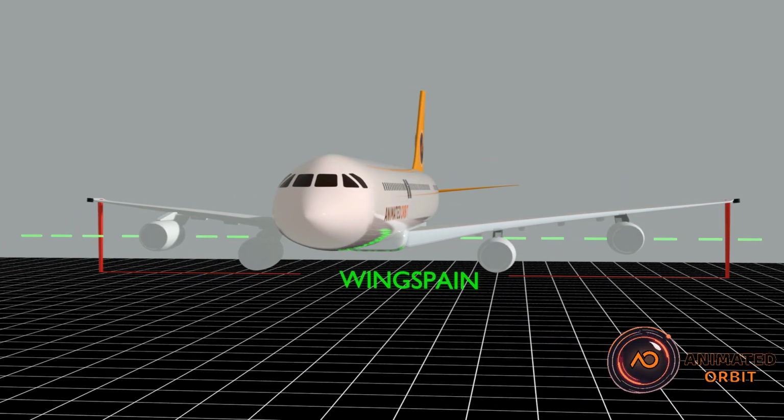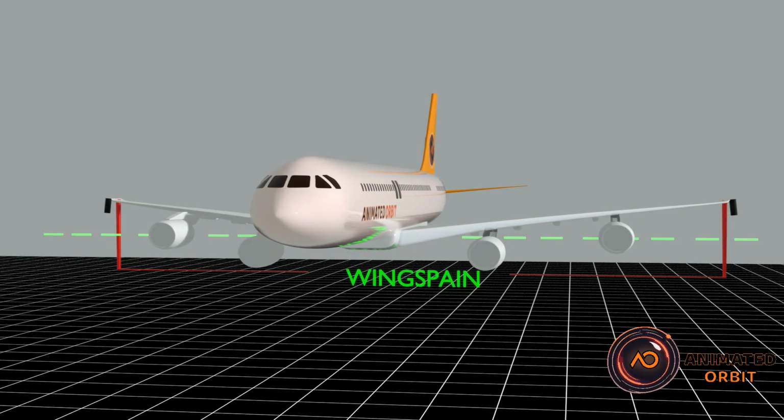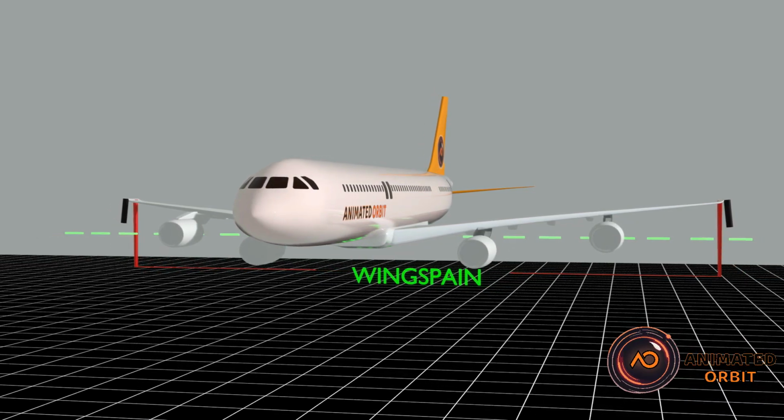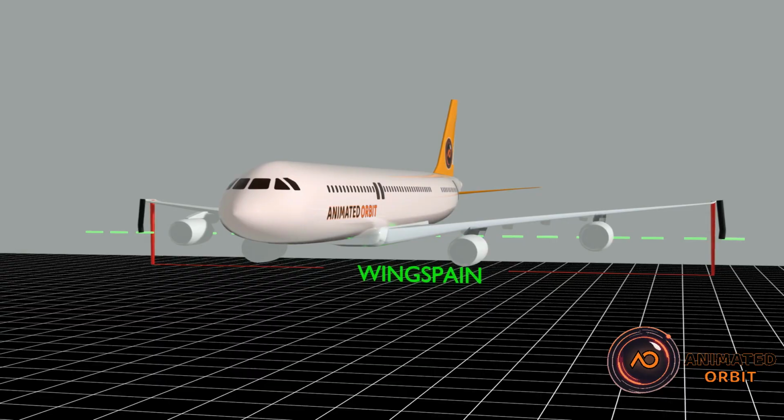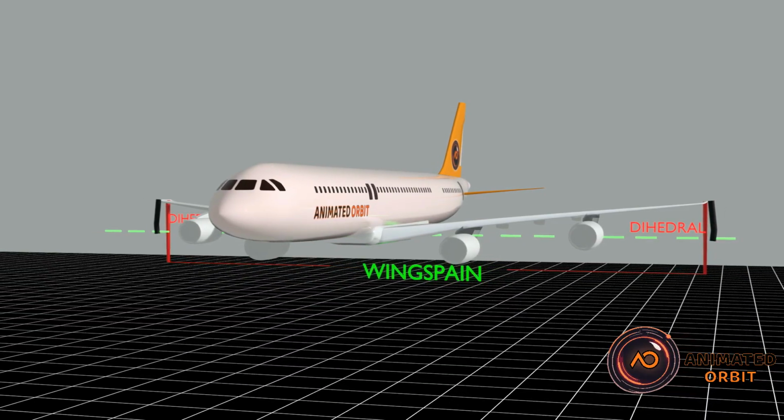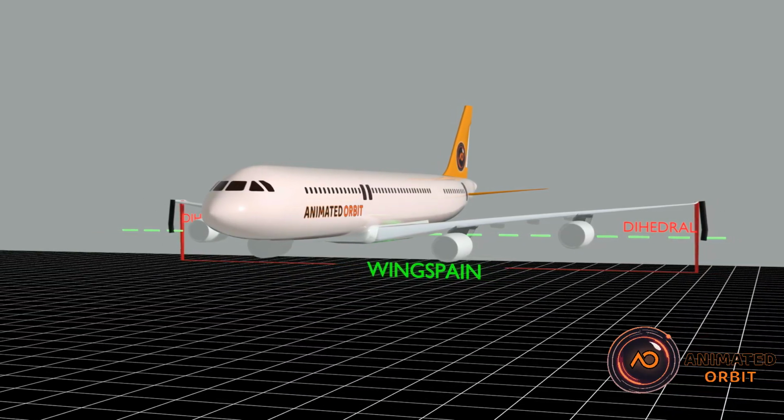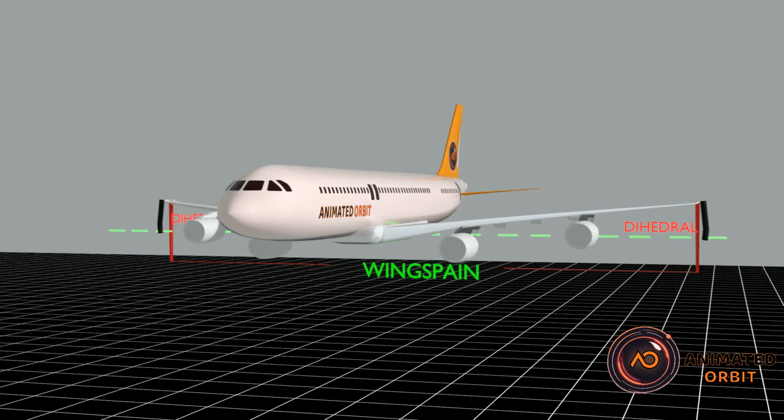Dihedral angle: the dihedral angle is the upward tilt of the wings from the horizontal plane. It improves stability by automatically correcting the aircraft if it tilts to one side. Example: seen in commercial airliners for better stability during flight.